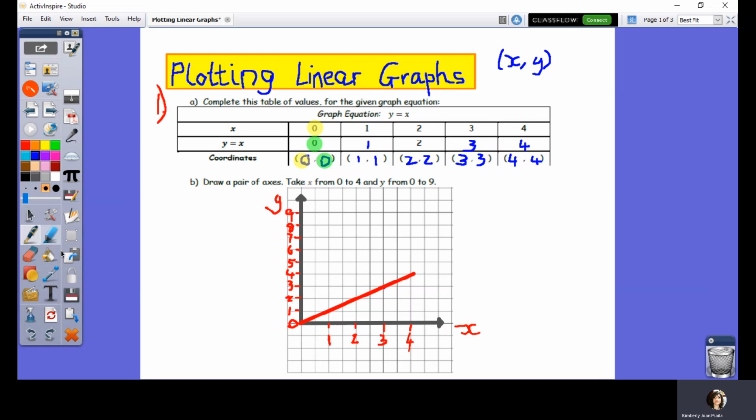When you have finished, write the name of the graph next to it. So this graph is called y is equal to x. And there you have your first graph. These are small steps; when you understand the steps, it will be very easy to draw your points and draw your graph.